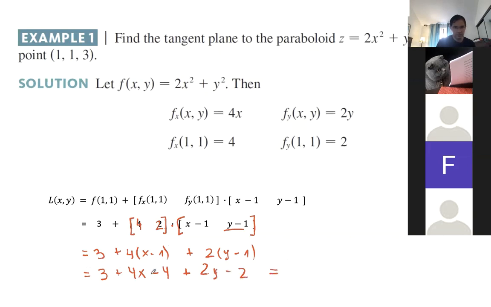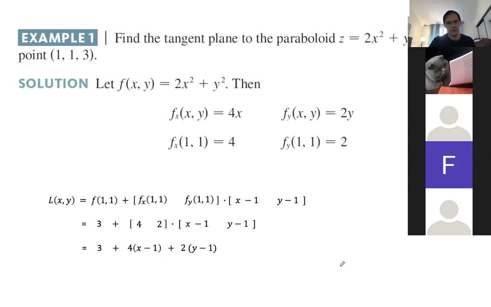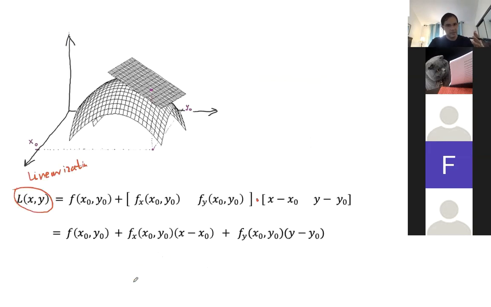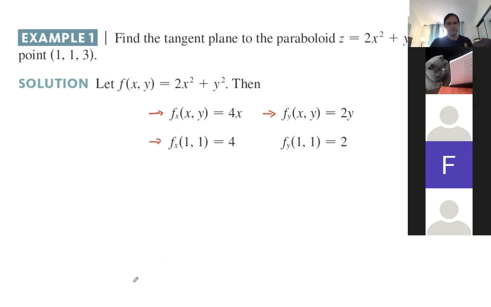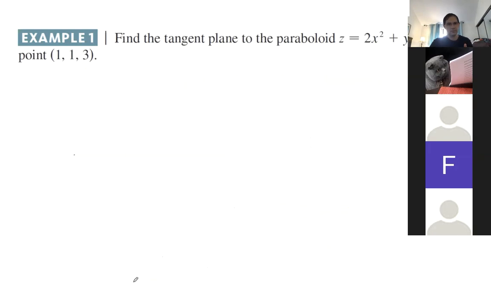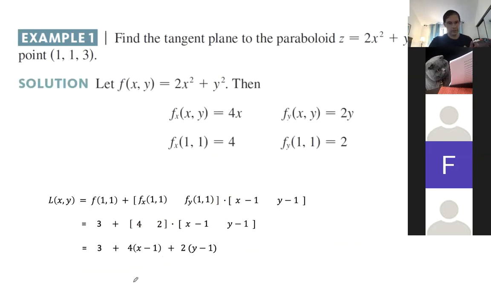Okay, so this is going to be 4x plus 2y. And let's see, this is 3, negative 4, and negative 2, negative 3. Okay, negative 3. So this is the equation of this plane. The equation of this plane is 4x plus 2y minus 3. This is exactly the linearization of this function at this specific point. And what does this mean is, well, okay, so I don't want to say that.